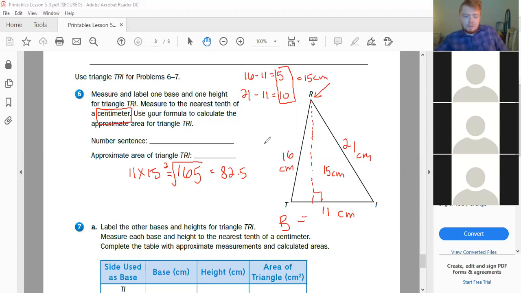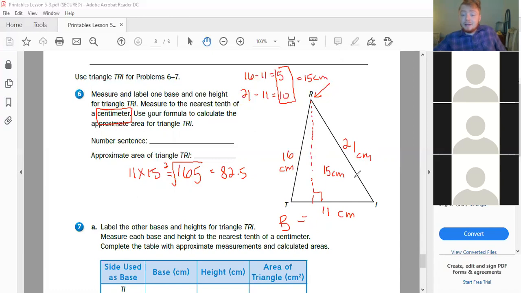Yeah, we did it right. We did base times height divided by 2. 82.5. We did it right. For some reason that feels wrong, but we did it right. Okay, so guys, I have 82.5. We did that the normal way.